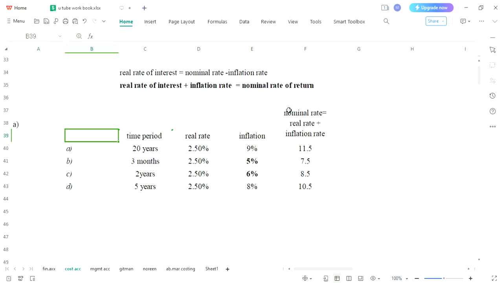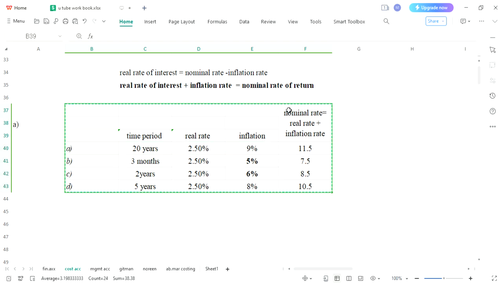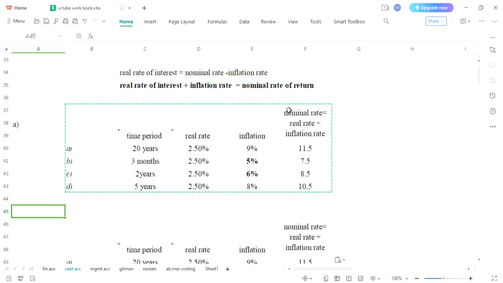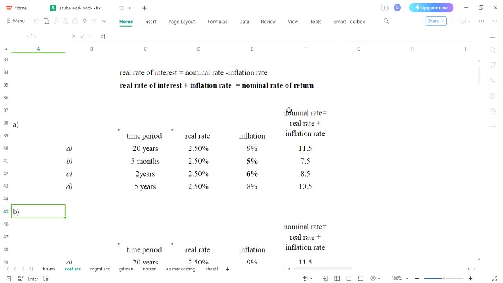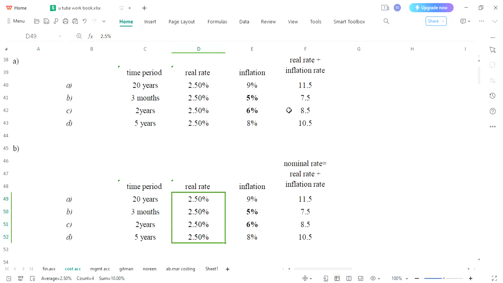Okay. In the second part, what we are going to do, just copy it instead of writing it again. Put everything as usual for your B part, except for one thing. It has been said that you will change your rate from 2.5 to 2%.